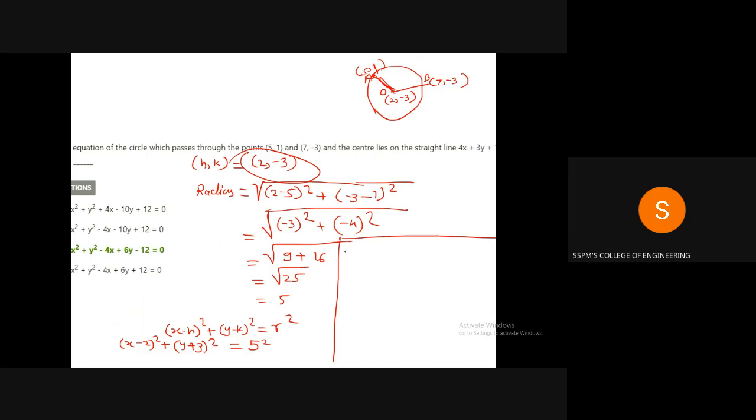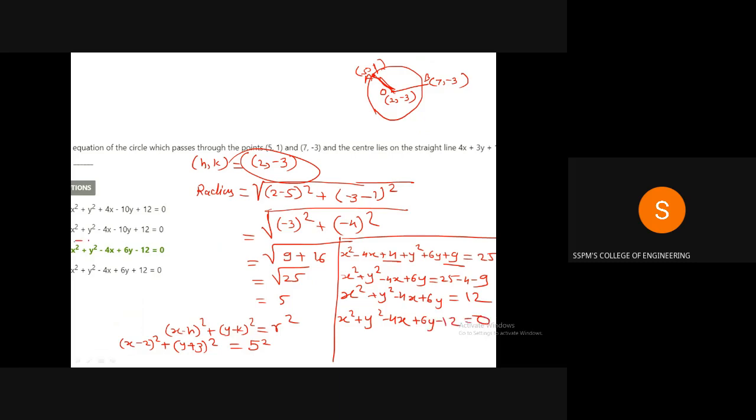So (x minus 2) square is x square minus 4x plus 4, plus y square plus 6y plus 9, is equal to 25. So x square plus y square minus 4x plus 6y is equal to what? 25. So this plus 4 and plus 9 will be transferred to the right hand side. So 25 minus 4 minus 9 is 12. That is x square plus y square minus 4x plus 6y minus 12 is equal to 0. So that will be the correct option. Okay.